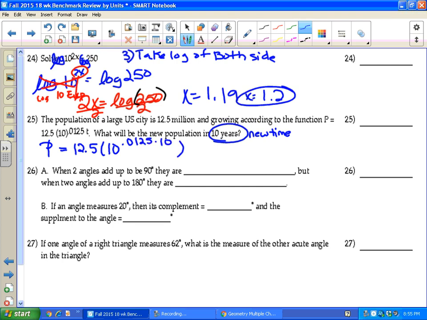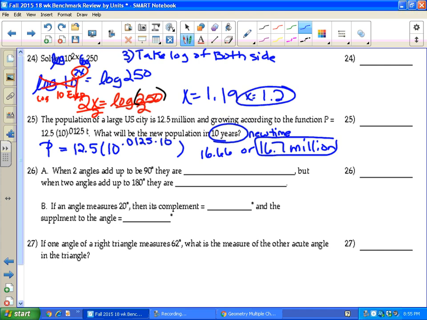So type that into your calculator. 12.5 times 10 raised to the 0.0125 times 10. That all should be up high. And I get an answer of 16.66, or 16.7 million people in 10 years.